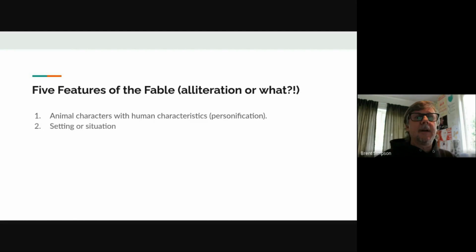The second one is that they often have a setting. They even take place somewhere like in a forest, or in a woods, or by the beach, or on sea. They take place somewhere, right, and there's some kind of a situation that's going on.